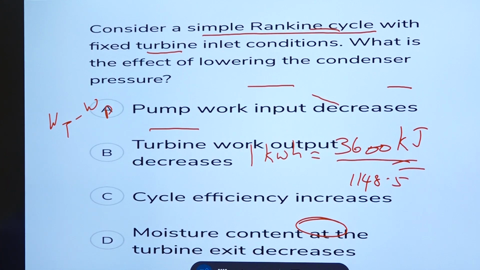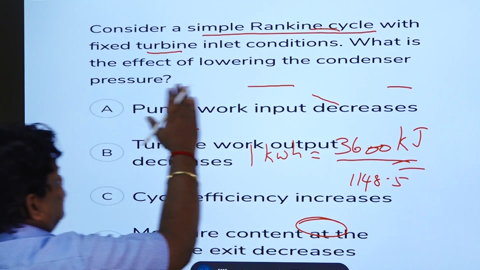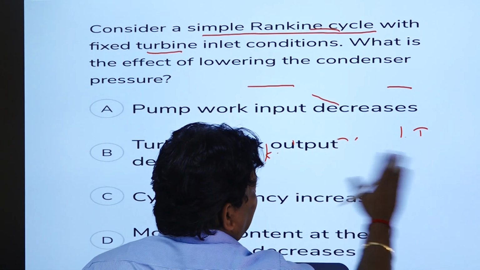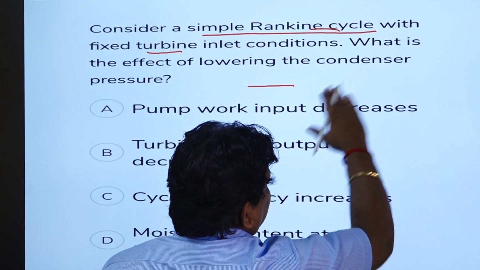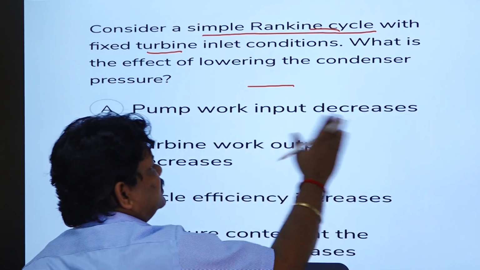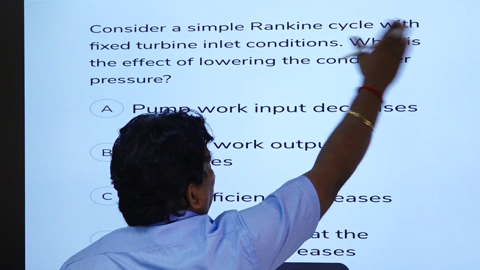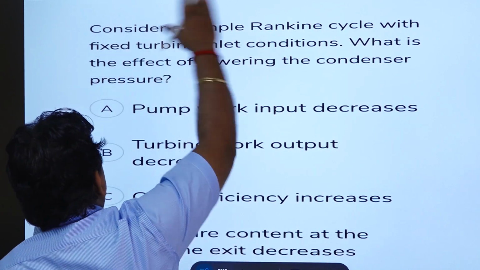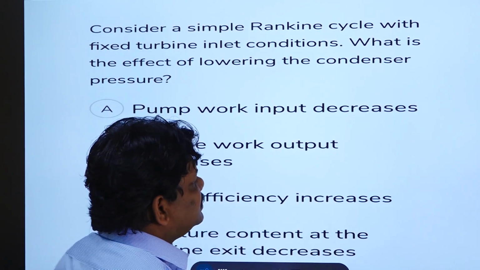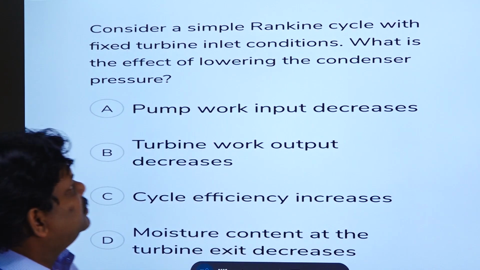You should know that if it is for kilowatt hour, then you have to find it in terms of kilojoule. 1 kilowatt hour is equal to 3600 kilojoule. It should be known to you.